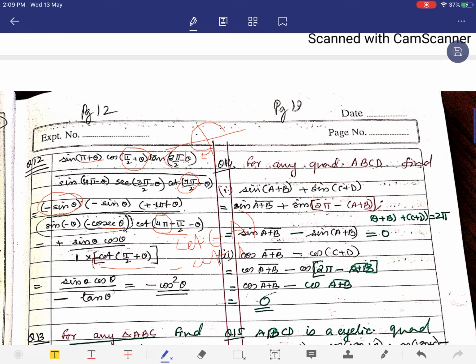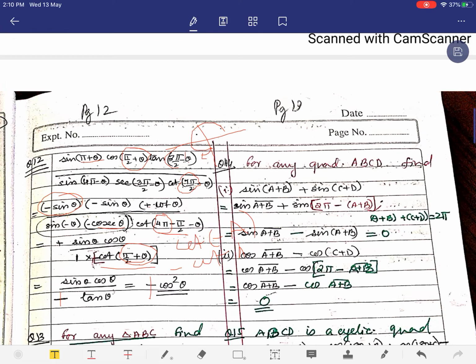Now, cot of pi on 2 plus theta, minus of cot a, what I have written, a represents pi on 2 plus theta. So, pi on 2 changes the ratio, so it becomes tan. Now, pi on 2 plus theta is in the second quadrant, so tan is negative. So, this becomes negative, and negative makes a positive. There is a correction here, this has to be positive. So, the final expression becomes plus cos square theta.